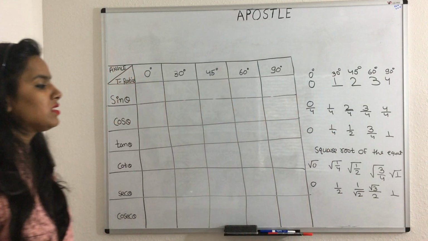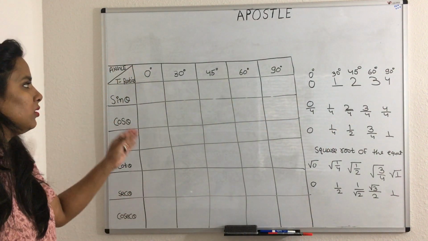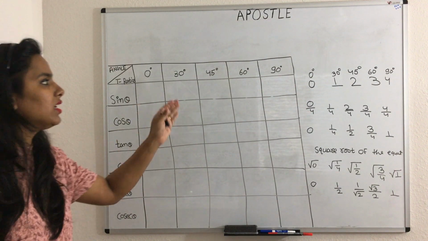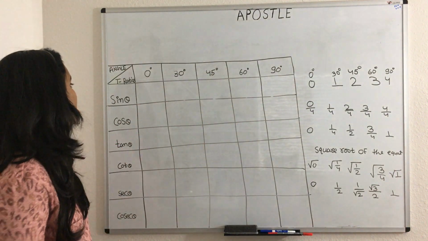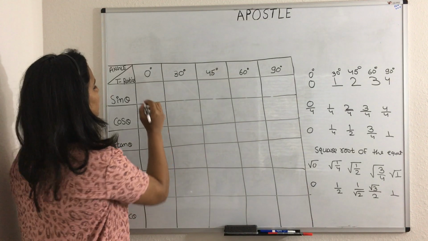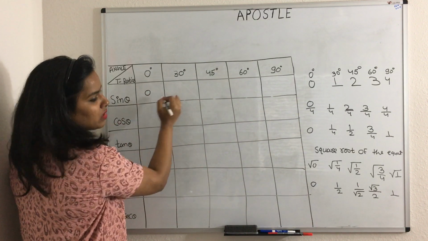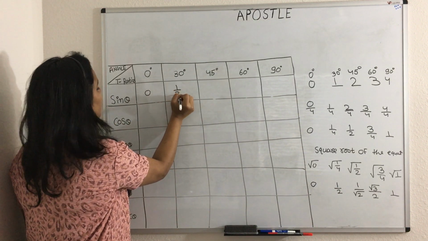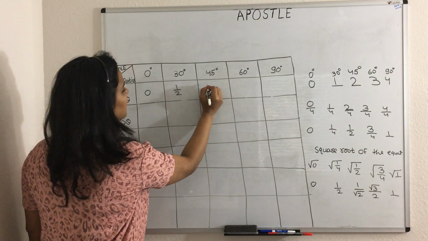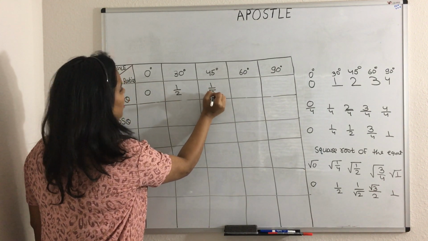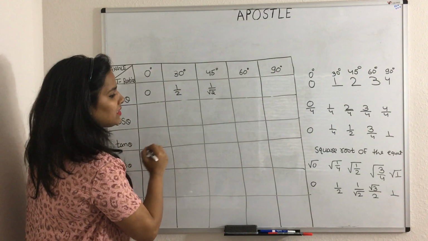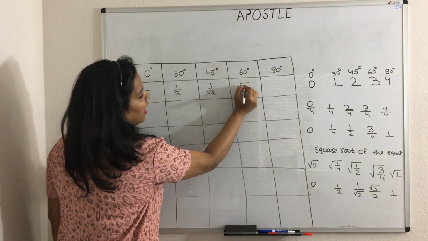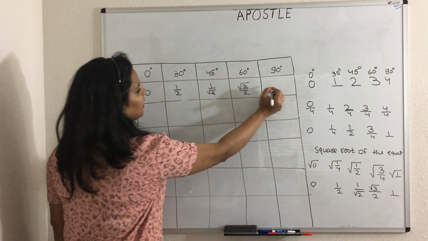So in this case we are getting the values of sine 0 degree, 30 degree, 45 degree, 60 degree and 90 degree. What is the value of sine 0 degree? It's 0. What is the value of sine 30? It's half. What is the value of sine 45? It is 1 by root 2. What is the value of sine 60? It is root 3 by 2. And what is the value of sine 90? It is 1.